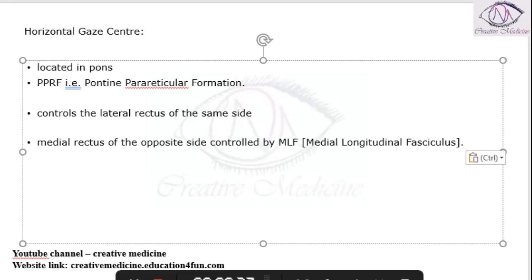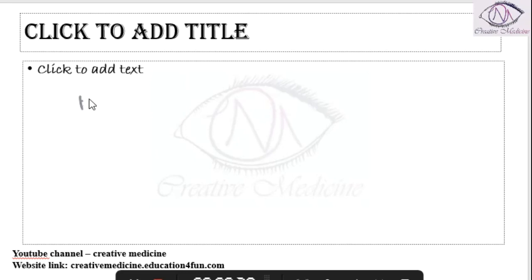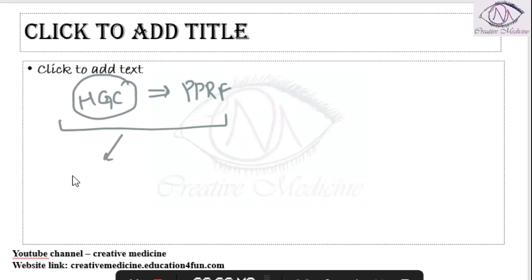So if you see, there is a horizontal gaze center. This horizontal gaze center in the pons is also called the parapontine reticular formation. This will control the same side, or ipsilateral, lateral rectus.